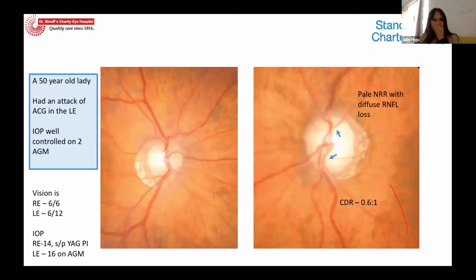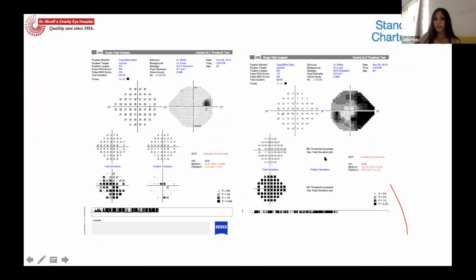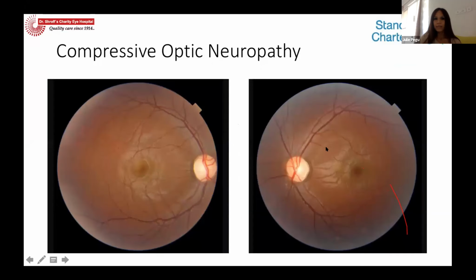So this is another lady who had high pressures in the left eye, had an attack of glaucoma, and then you can also see that the NRR has become pale. So in any patient of glaucoma, if you feel that pressures are very high, they may still have some kind of paleness of the neuroretinal rim because of the ischemic event that happened when the pressures were very high. So here you can see that the right eye is normal and the left eye has got a diffuse RNFL loss, which is also confirmed by the field test.